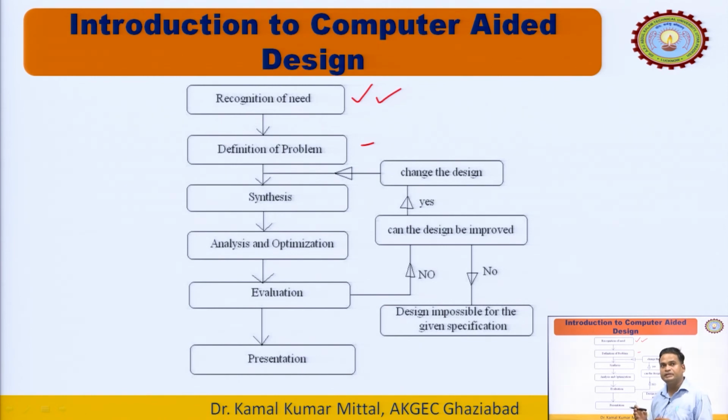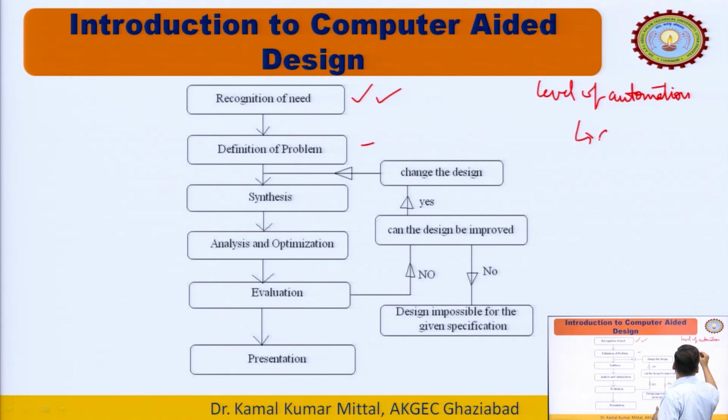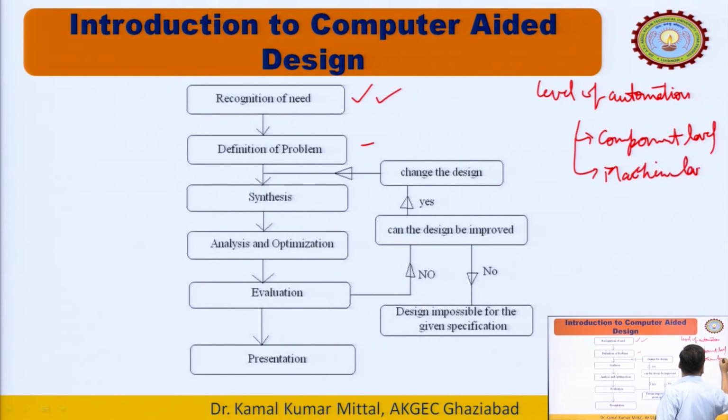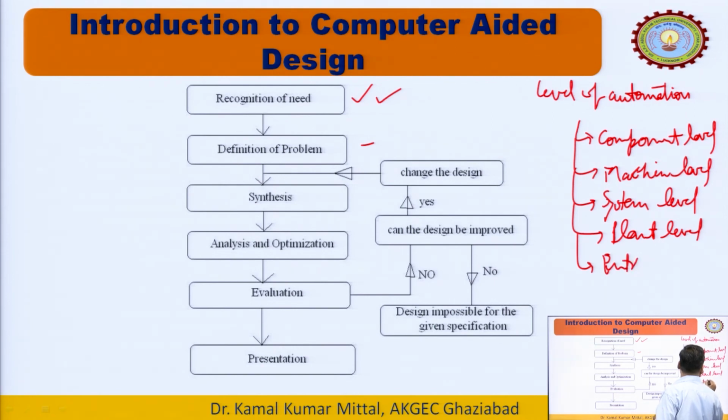So, definition of problem means automation. There are different types of automation: hard automation, programmable and flexible automation, and there are different levels of automation. Level means at component level, or at machine level, or at the system level, or plant level, or enterprise level. So, these are the different levels.